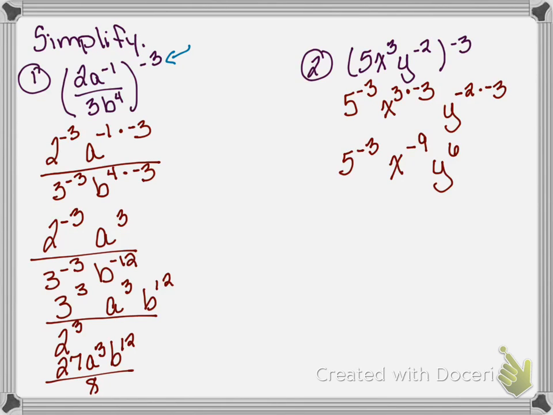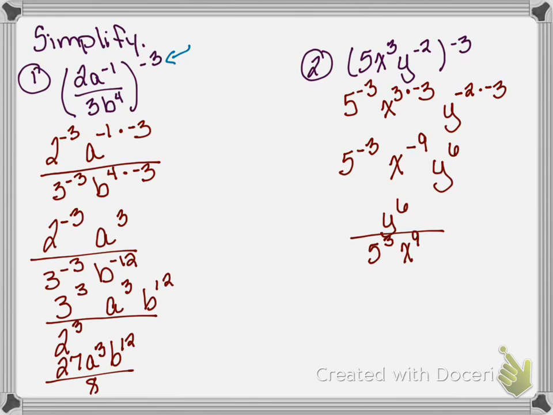Now, I have 2 things that need to go to the denominator. What's going to the denominator? 5 to the 3rd and x to the 9th. Good. My 5 to the negative third goes to the denominator, and once it goes to the denominator, it becomes a positive exponent. My x to the negative 9th goes to the denominator, and it becomes x to the positive 9th. Y to the 6th stays in the numerator.